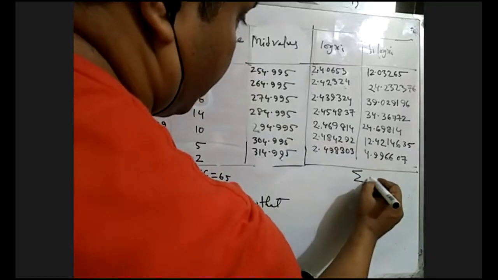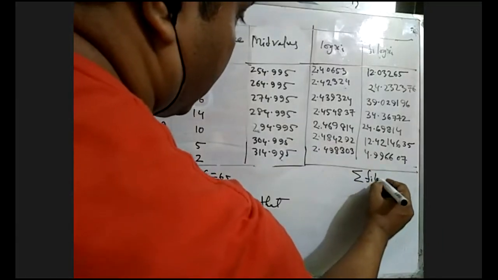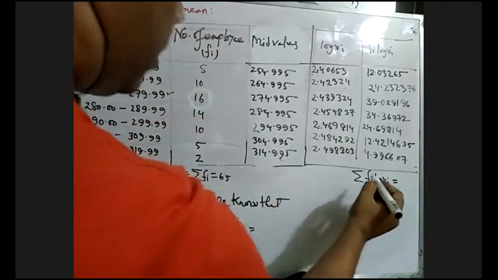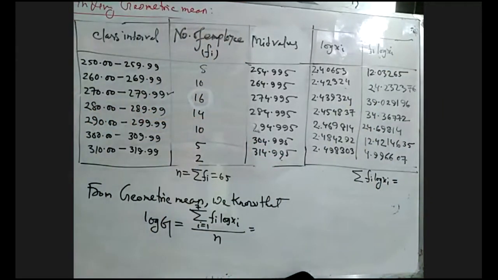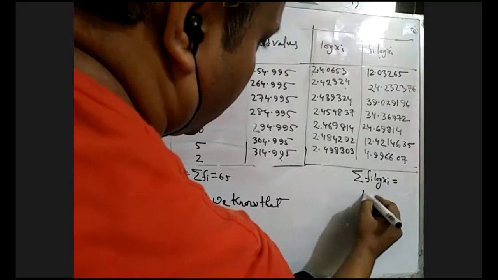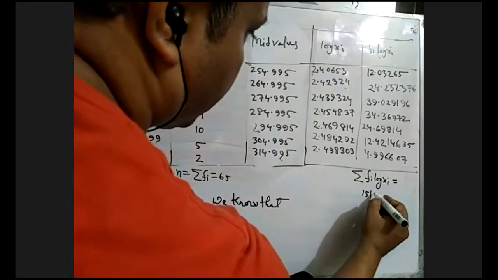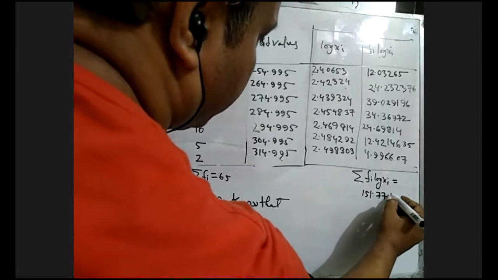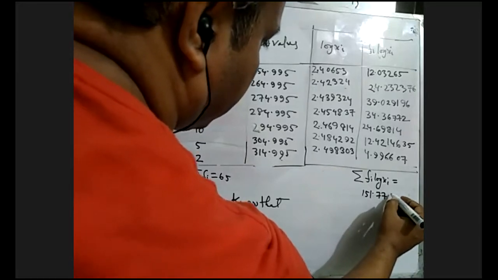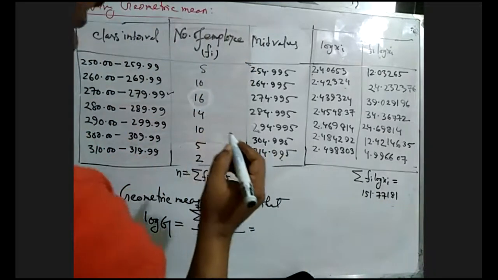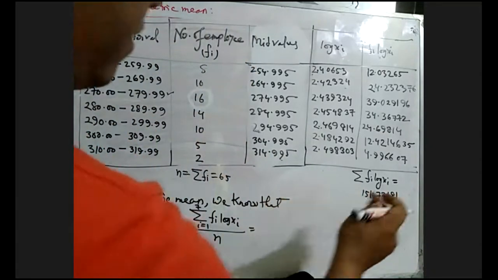Summation fi log xi. Okay, we have to sum up this, and this will give the total 151.77, and then 81525.